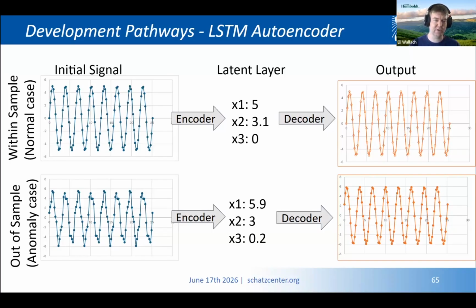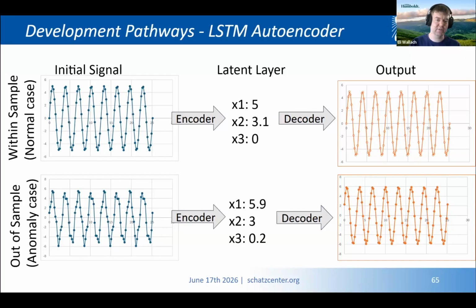In this simple case shown on the slide, we have an encoder and a decoder. Let's imagine that these are trained on regular sine wave signals only. In the top normal case, we can see that a sine wave is input. The encoder pulls out the important parameters. For a sine wave, these would be amplitude, period, and phase shift, or x1, x2, and x3 on the slide.